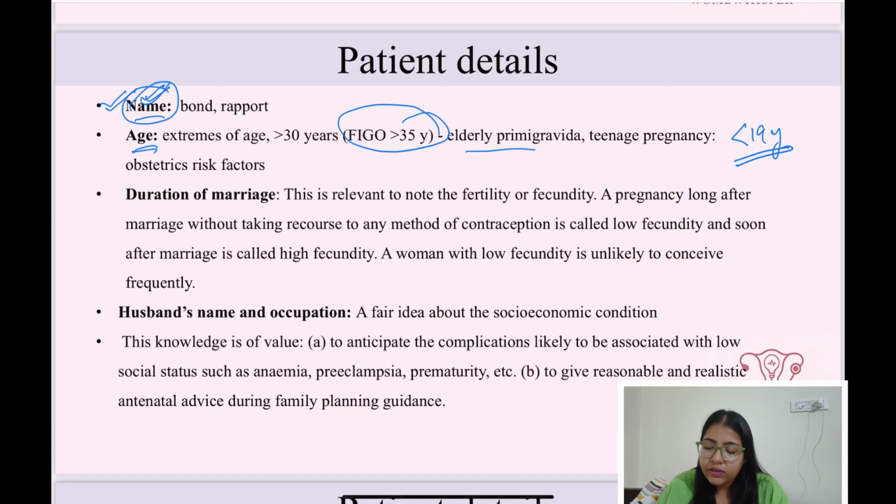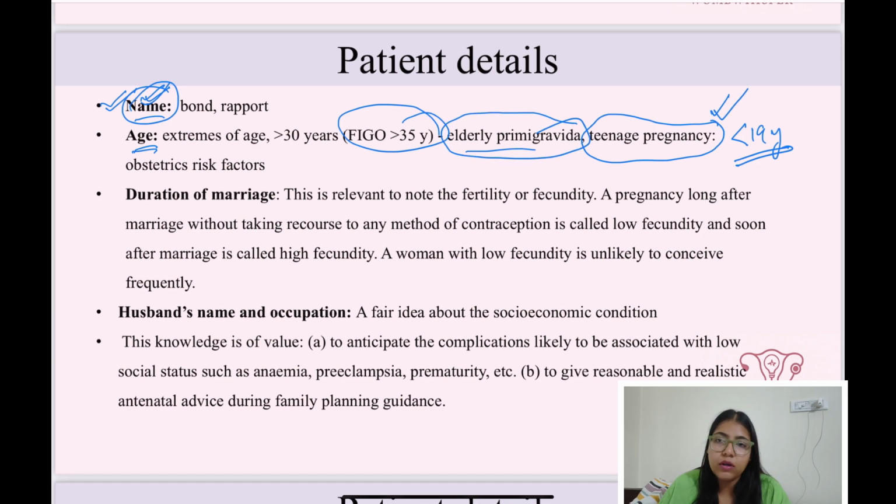Why? Because teenage pregnancy may lead to hypertension, anemia, malnutrition, FGR. These are the complications of teenage pregnancy. And similarly, elderly primigravida have their own complications like GDM, hypertension, PPH, FGR. So these are the complications of elderly primigravida.